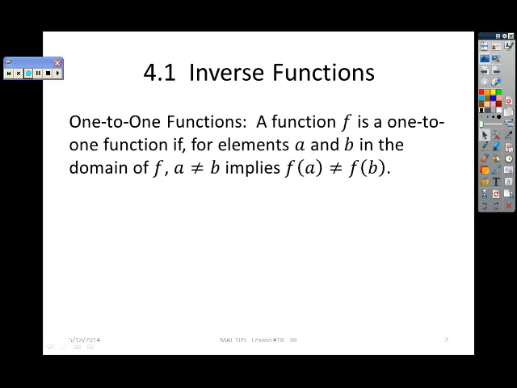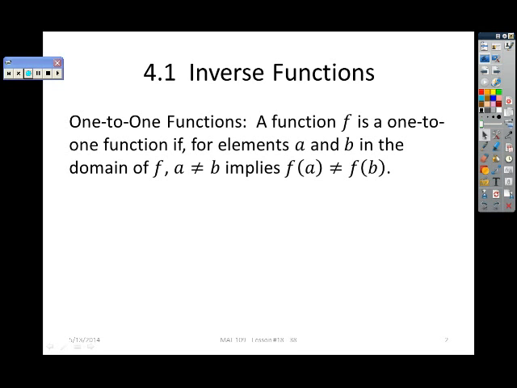We've looked at what functions are. Functions are relations that have one output. If you have an input, you have only one output. You can't go to two different outputs. Now we're going to look at something called one-to-one functions. So they are a function, but they're going to have an additional restriction besides just being a function.